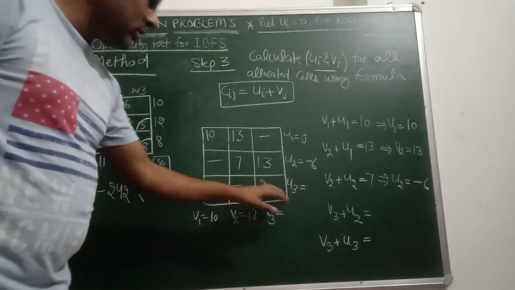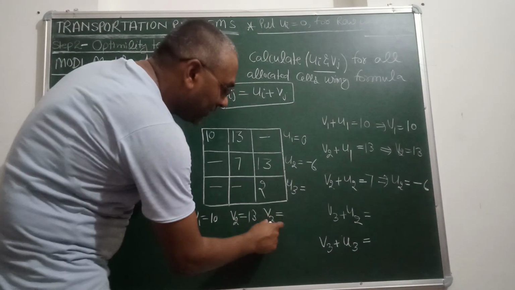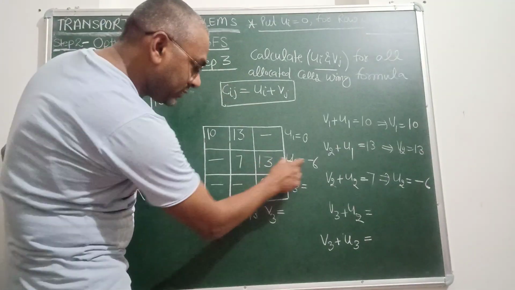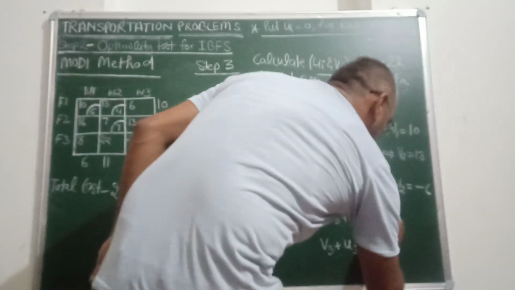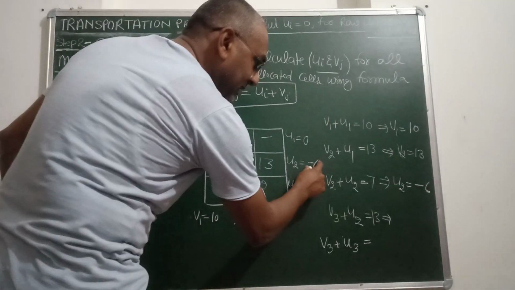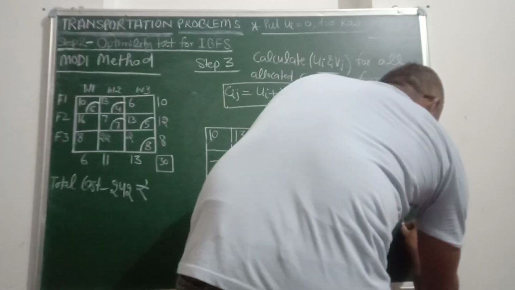Similarly, now these two are unknown. Okay, now if you use the formula v3 plus u2 is equal to 13, and you know that the value of u2 is -6, if you put -6 here, v3 comes out to be 19. v3 comes out to be 19.